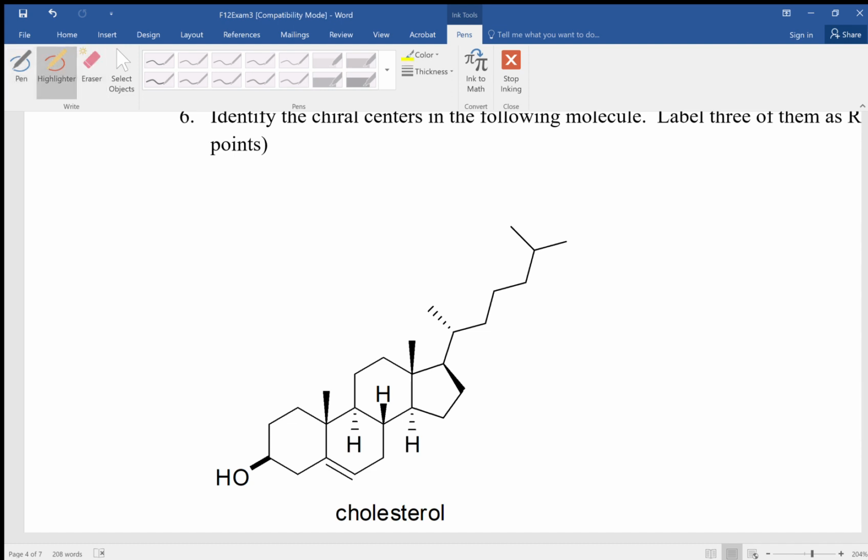Chiral centers, of course, are the carbons containing 4 different substituents. And we can find 1, 2, 3, 4, 5, 6, 7, 8 chiral centers in this molecule.